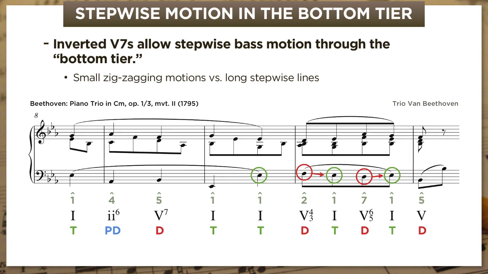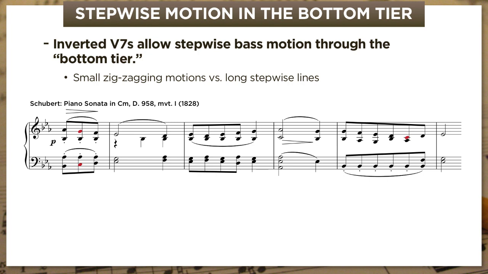And for just one more example of a zigzagging bass line, let's listen to the second theme from Schubert's C minor piano sonata, one of his last works. Here we're going to focus on just bars 1 and 2. And again, notice how the inverted 5/7s create a bass line that winds around the tonic chord, embellishing it before the big move to 4 in bar 3.